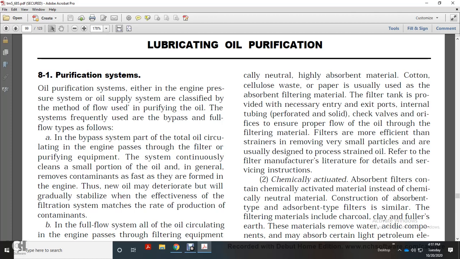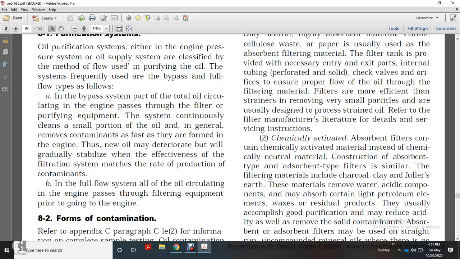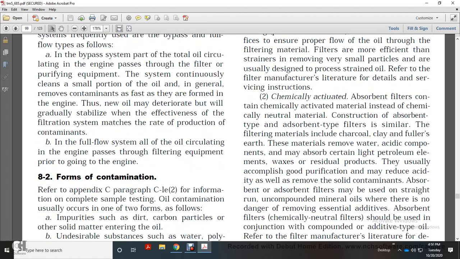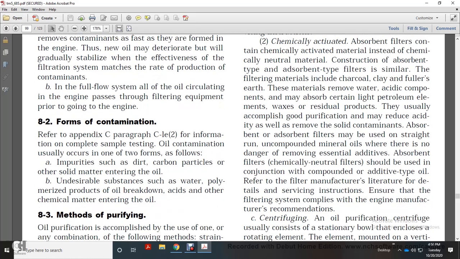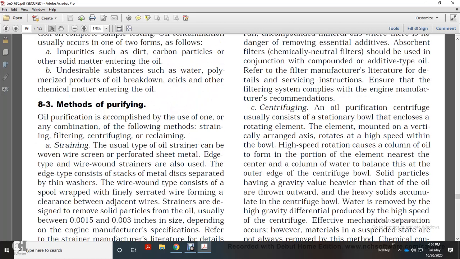Chemically activated absorbent filters contain chemically activated material instead of the chemically neutral material, but are constructed similarly. Filtering materials include charcoal, clay, and fuller's earth. These materials remove water and acidic components that may be absorbed, along with residual products, and usually accomplish good purification. They may reduce acidity as well as remove solid contaminants. Absorbent filters may be used straight with run-on compounded mineral oils where there is no danger of removing essential additives. Absorbent filters with chemically neutral filters should be used in conjunction with compounded additive type oil. Refer to the filter manufacturer literature for detailed servicing instructions. The filtering system should comply with the engine manufacturer recommendation.